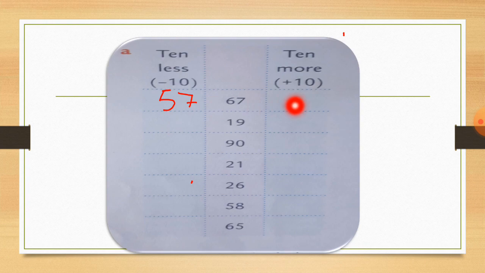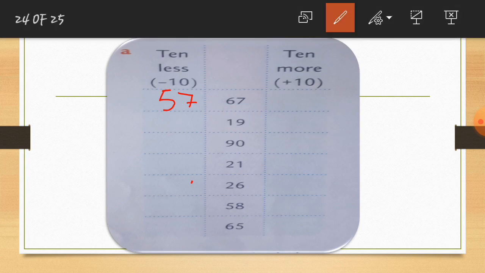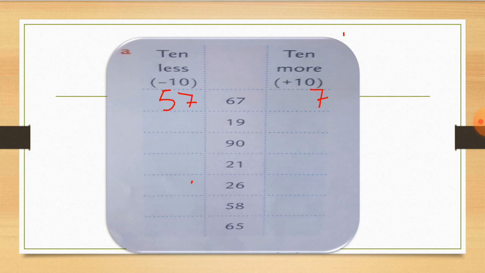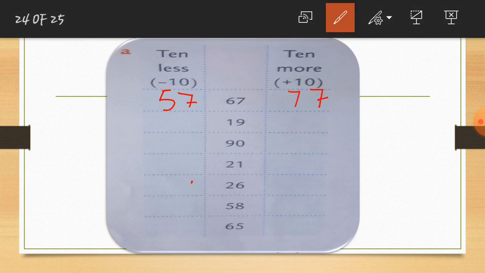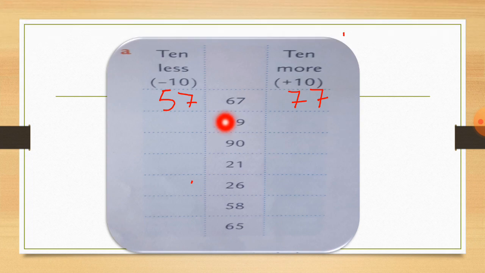Now here you have to add one to the tens value. So here the ones value is 7. So I write the ones value, which is 7, as it is. You can see here. Now here is the 6, which is the tens place. So we will add one to the 6. So we will get the answer 7. So I write 7 again. So you can see, if you subtract 10 from 67, you will get 57, and if you are adding 10 to 67, you will get 77.